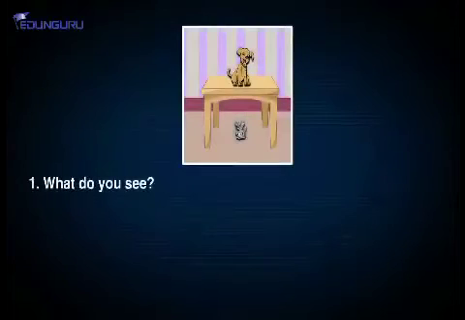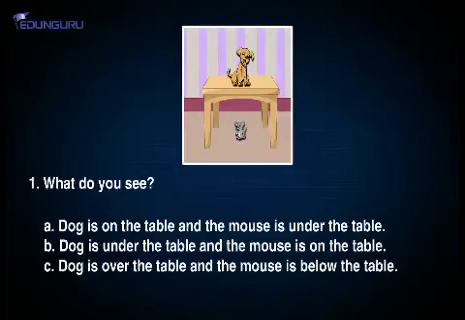Question number 1. What do you see in the picture? Option A. Dog is on the table and the mouse is under the table. Option B. Dog is under the table and the mouse is on the table. Option C. Dog is over the table and the mouse is below the table.